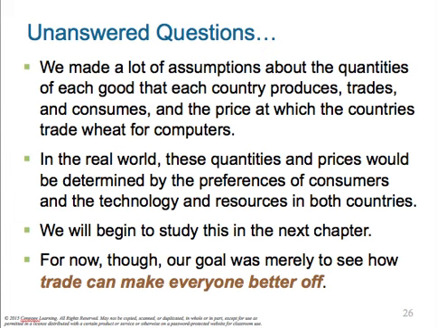For now, though, our goal was merely to see how trade can make everyone better off, and I think we've illustrated that. The textbook has a brief explanation of the range of prices in this chapter that permits gains from trade in the context of the farmer-rancher example. In this slide, the second bullet point mentions technology and resources. In our example, technology is how many labor hours are required to produce each good. That's a very simplified version of technology. The resources are simple: labor hours available for each country. In the next chapter, where we discuss supply and demand, you're going to begin to study how prices and quantities are determined.